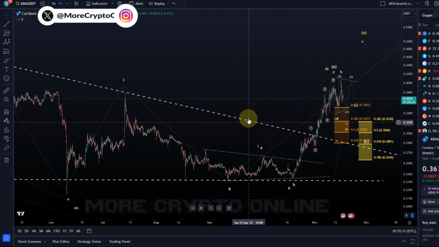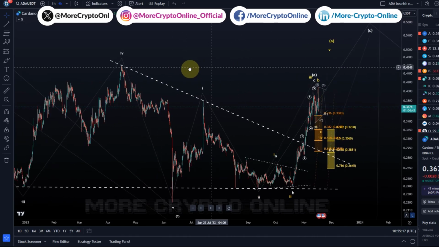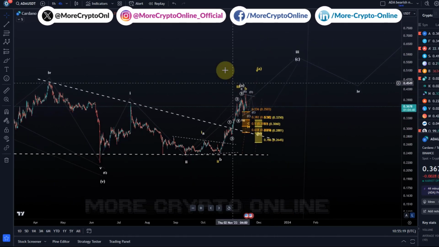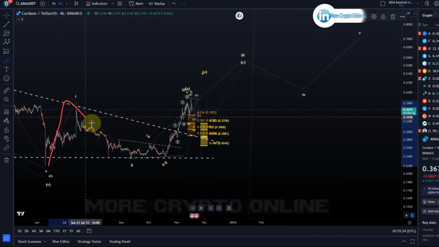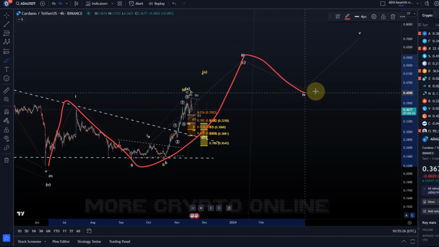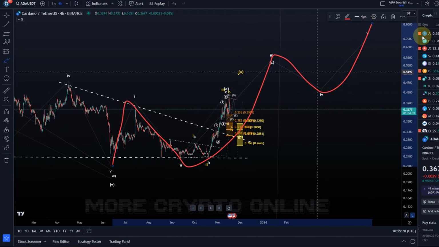Yeah, the bigger picture, overall assumption hasn't changed. We are tracking here a diagonal pattern where we're dealing with a wave 1, a wave 2, a wave 3, a wave 4, and a wave 5. This is what we're dealing with right now.